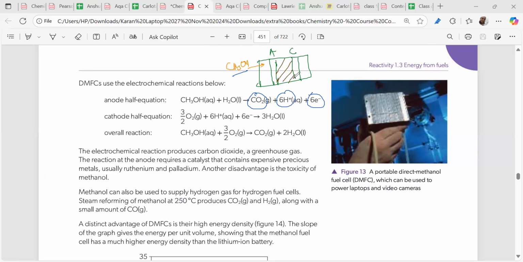We are taking a proton exchange membrane. Same setup, proton exchange membrane. What does the proton exchange membrane do? The proton exchange membrane will allow H plus ions to pass from the anode to the cathode through this exchange membrane.